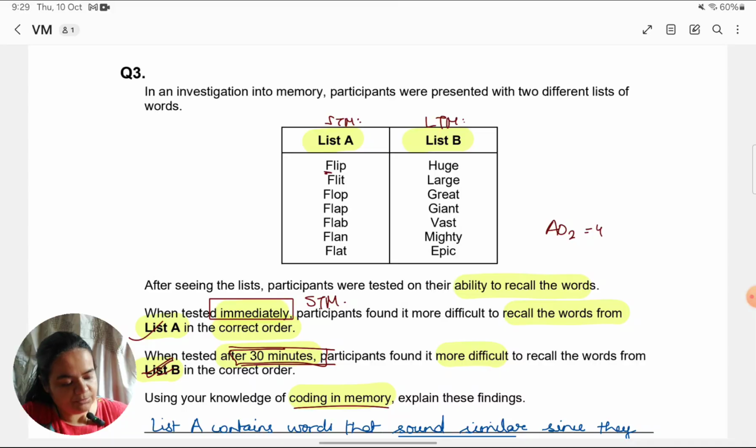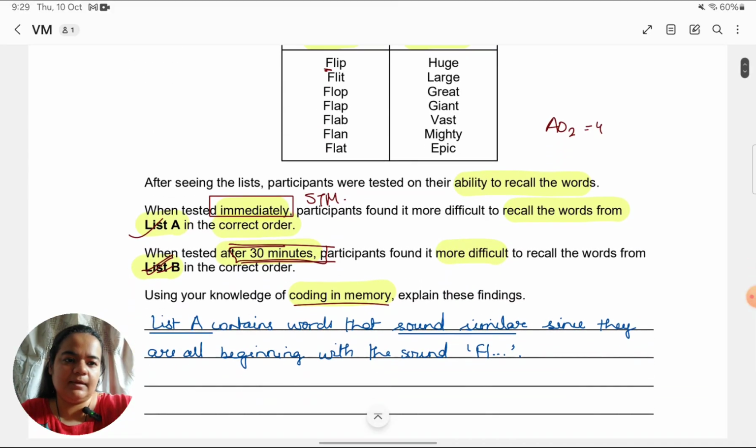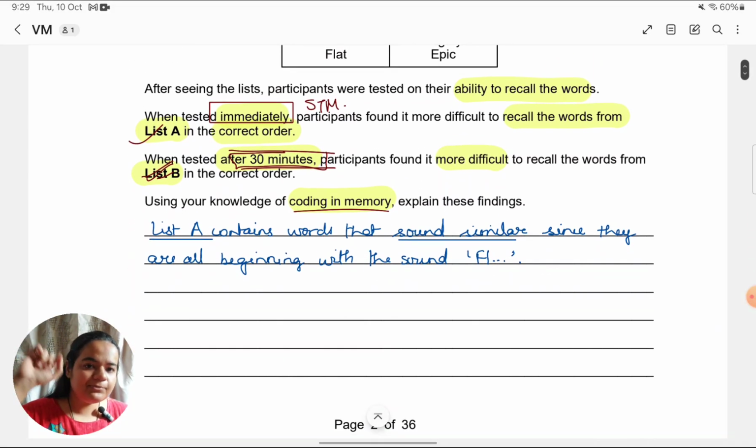What I want you to note as I'm writing is I have directly referred to the context in the very first sentence itself. So I have not first explained what is acoustic coding or given any general point from the textbook about how short-term memory codes information. I have directly started applying to the scenario. That's how we begin an AO2 answer. And now to complete this point, I will write.